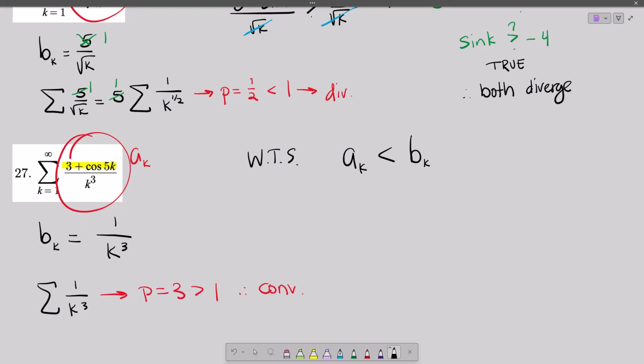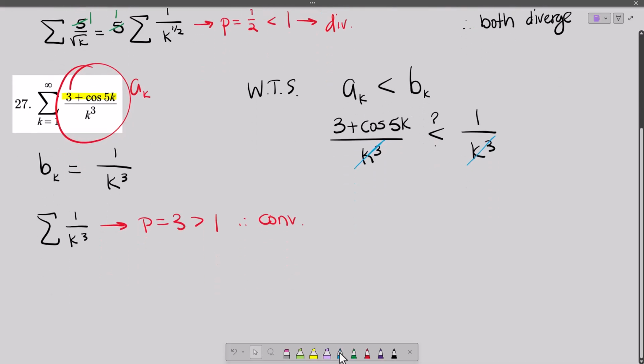So we look at this a sub k thing, and now we're going to be like, oh man, did we pick the right numerator? We don't know. We have 1 over k cubed. Once again, we can cancel the k cubes here, or cancel the denominators, multiply both sides. Is that thing less than 1? No. So then we go back over here and we're like, oh man. But we could go to limit comparison test, or we could say, let's just change the numerator.